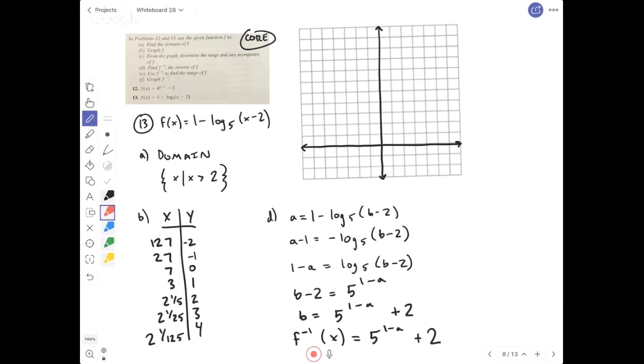So I'm going to be graphing this function in red. So 7, 0, 3, 1. 2 1/5 gave 2. So 2 1/5, 2. 2 1/25 is 3. And 2 1/125 was 4. So I've got a function that's got that vertical asymptote at 2 and is going to be going off that way.